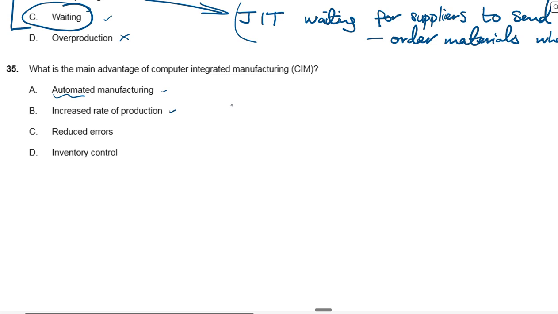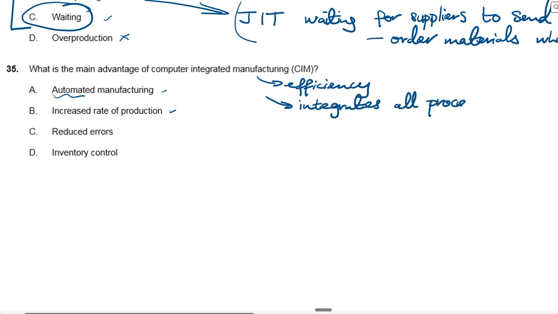We have greater efficiency, right? Everything is integrated. So that means everything can be just controlled from one computer and automatically done by itself. It adapts without needing human input. So it integrates all processes. Then we have reduced errors. Yes, but not directly from CIM, right? That's not the main advantage. This would be more SPC or quality control sort of machinery, quality assurance. So this would not be the primary advantage.